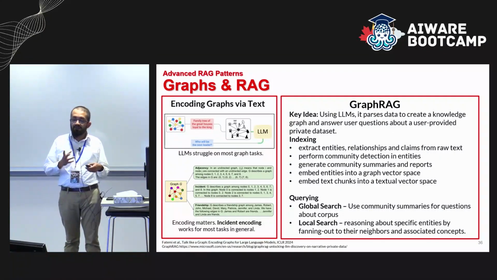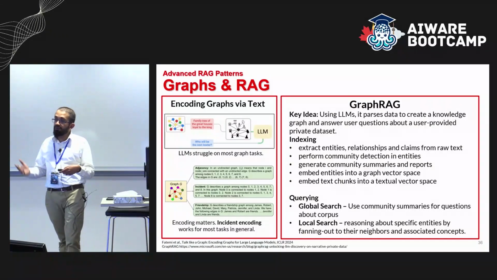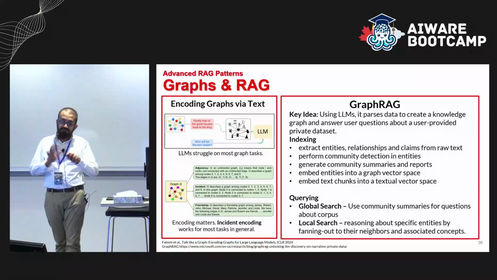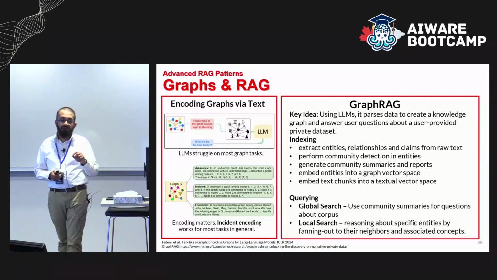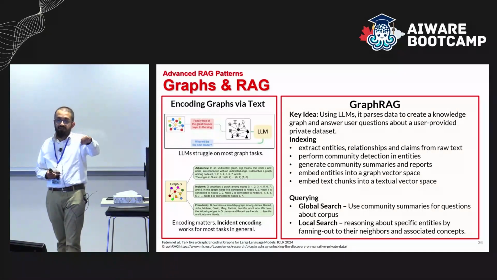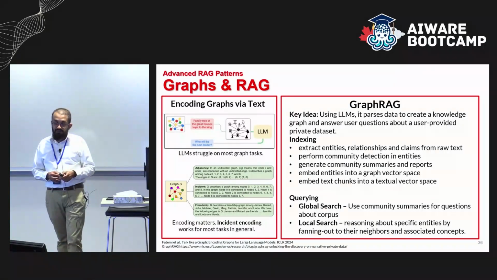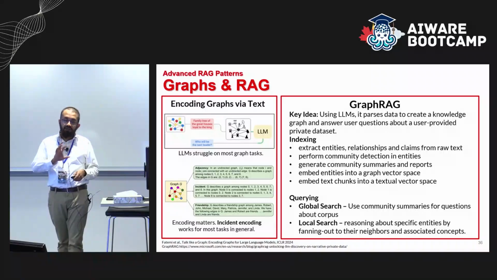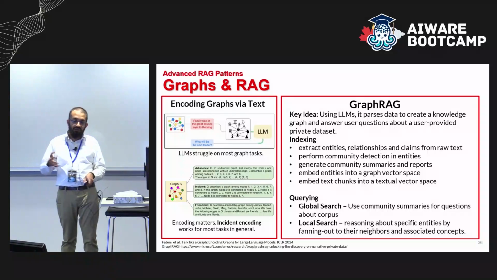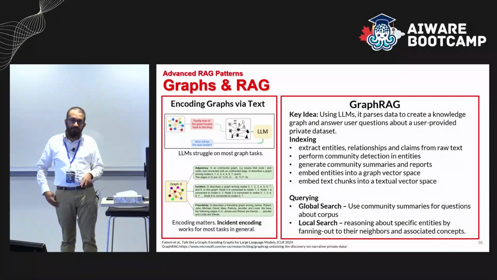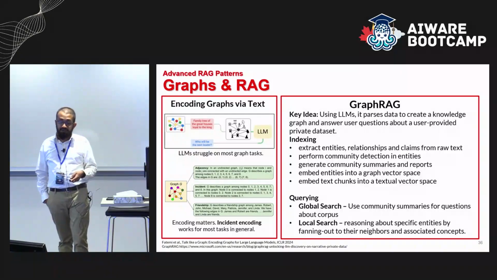And then they have two techniques for querying this. They call it global search and local search. Global search is about how you can answer general questions about the community, the set of graphs you have. And the local search is about how you can answer specific questions about a particular node and a particular edge. So they propose an infrastructure where you can efficiently index this information and query this information. You can check it out if you have some graph related problems that you want to solve using RAG.